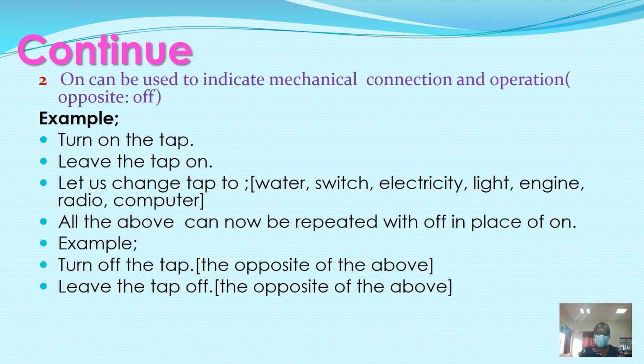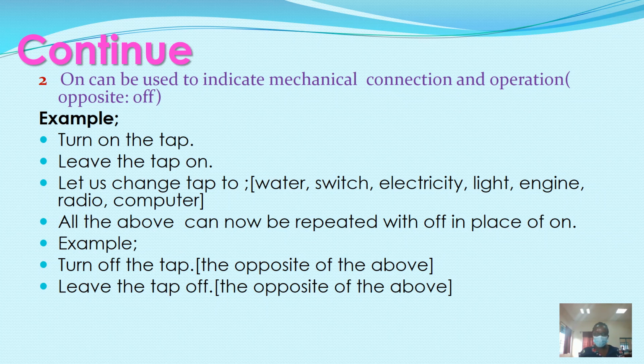Another way we use on and off as an adverb particle. On can be used to indicate mechanical connection and operation. The opposite of this, we use off. For example, turn on the tap or leave the tap on.